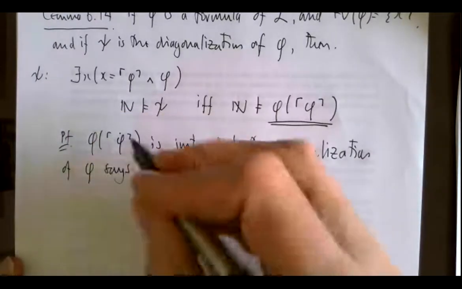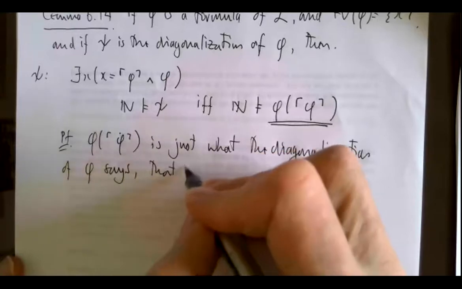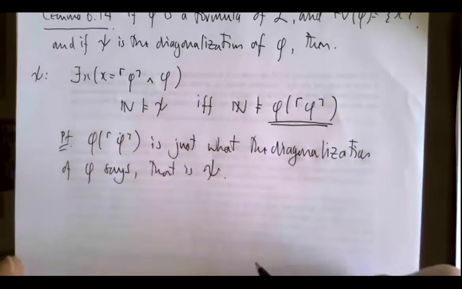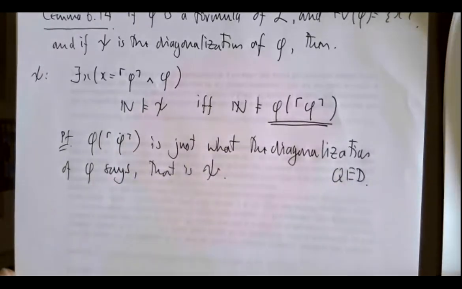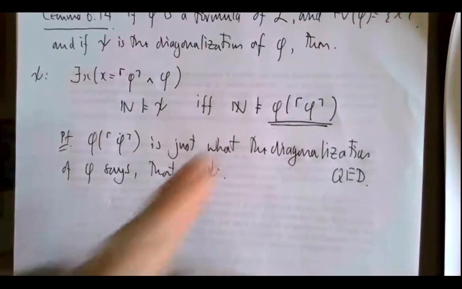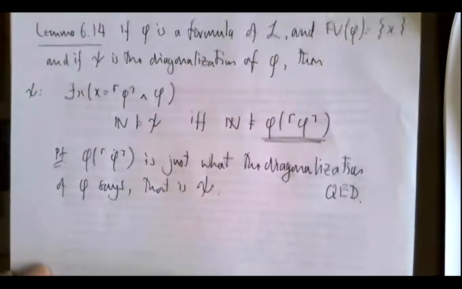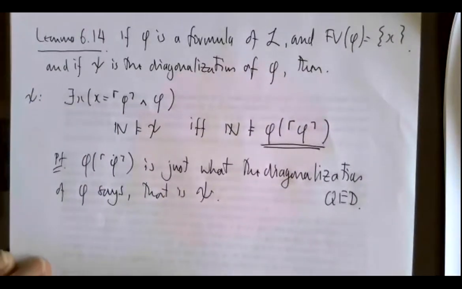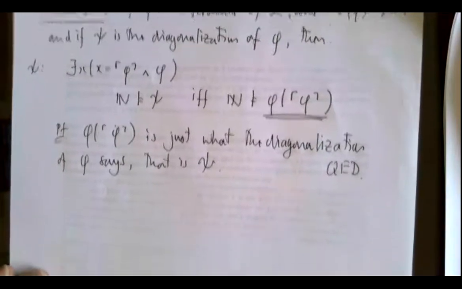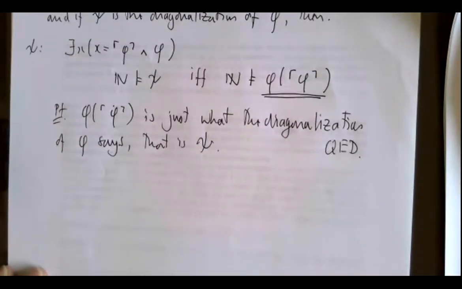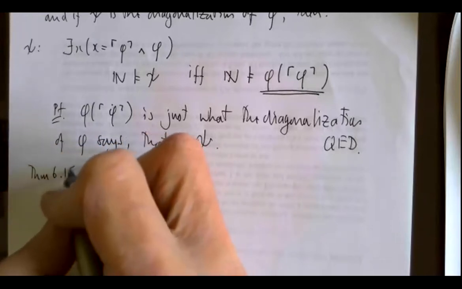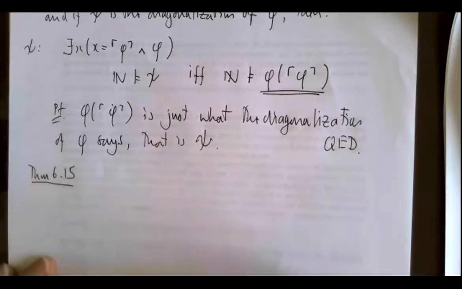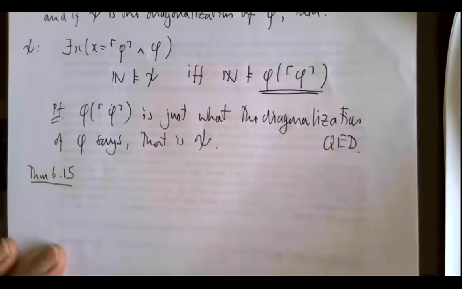And that's just psi. Again, that's in this case, right? Because phi just had this one free variable. So we now get a theorem about the undefinability of truth, right?